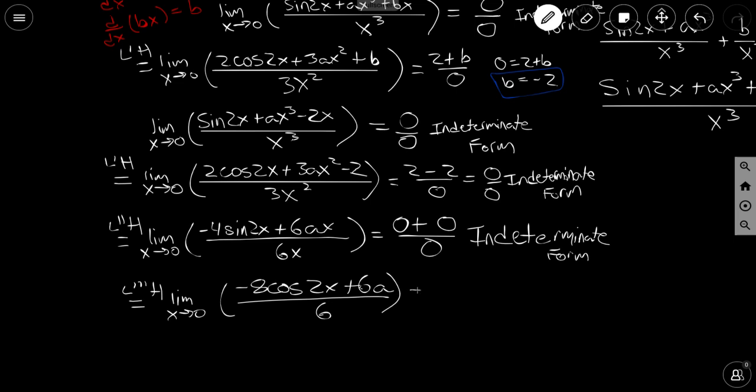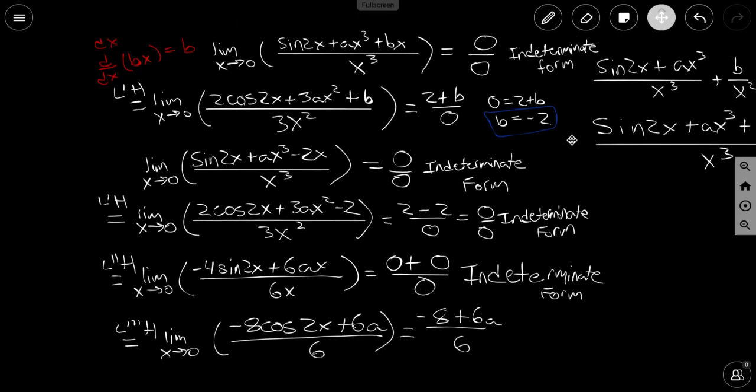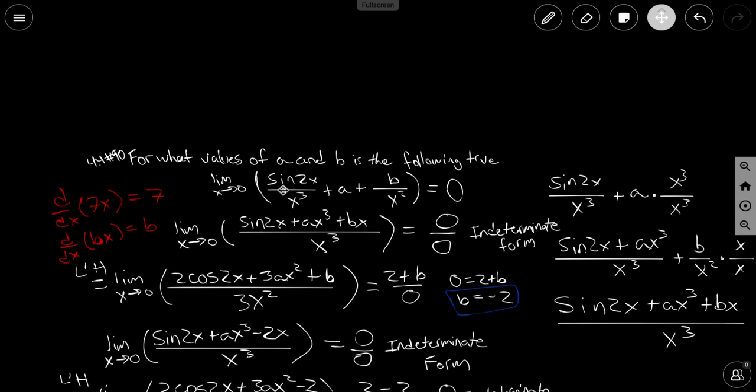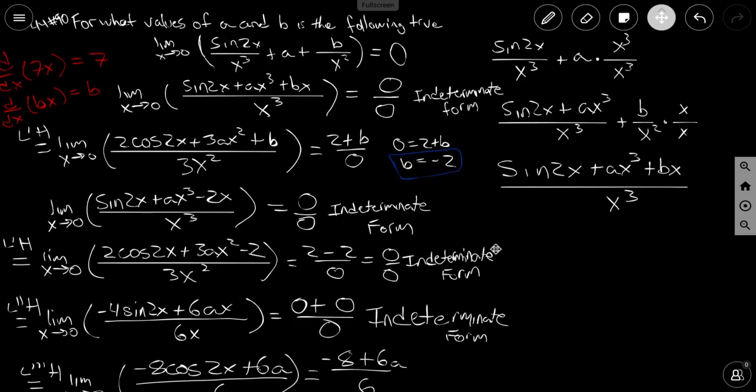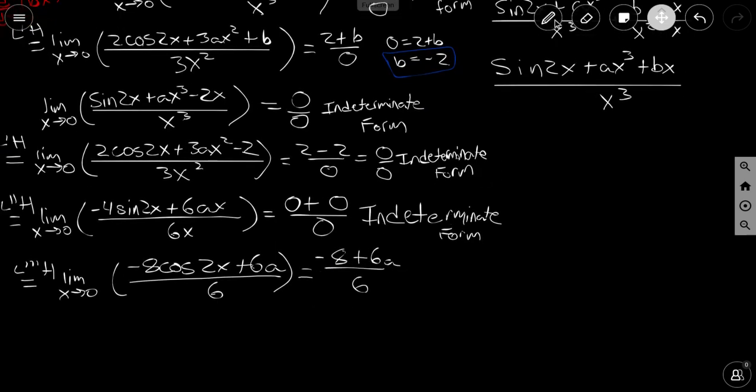And I'm going to go ahead and plug in 0. So cosine of 0 is just 1. So negative 8 plus 6a. So this is what we're going to get. And at the beginning, it's showing us that this entire expression is equal to 0. So what we're going to do is set this right here equal to 0, and that will let us solve for a.